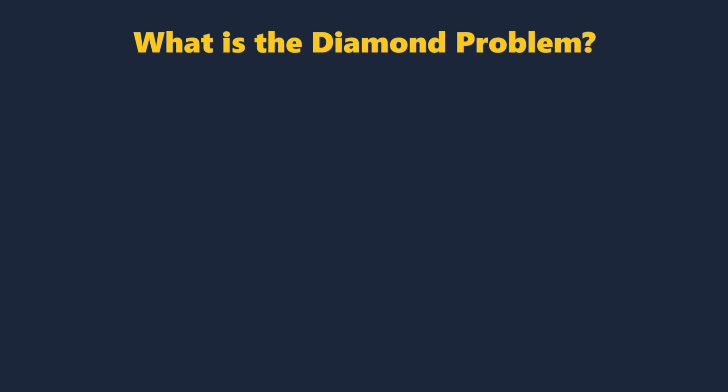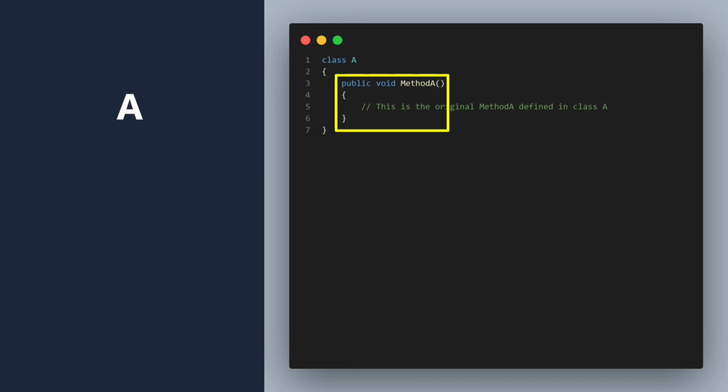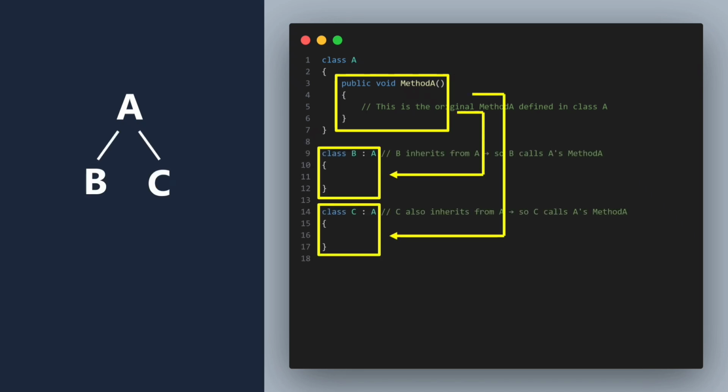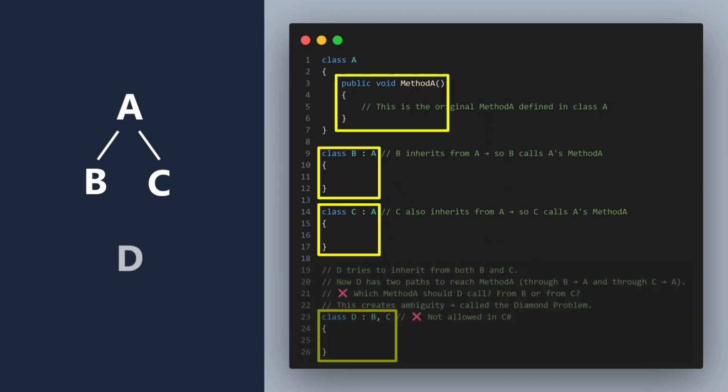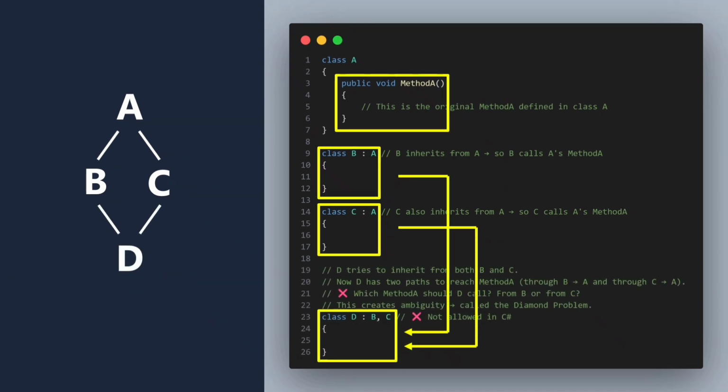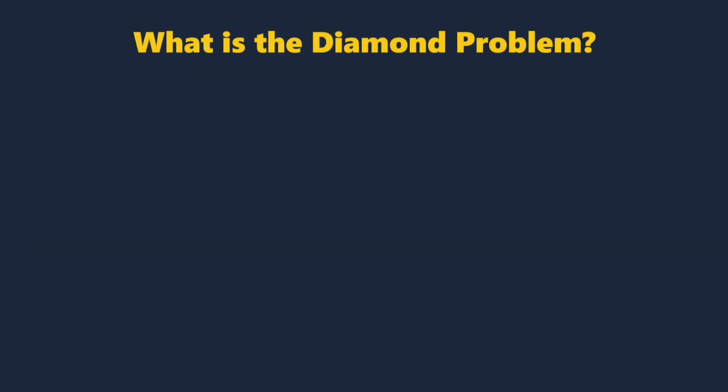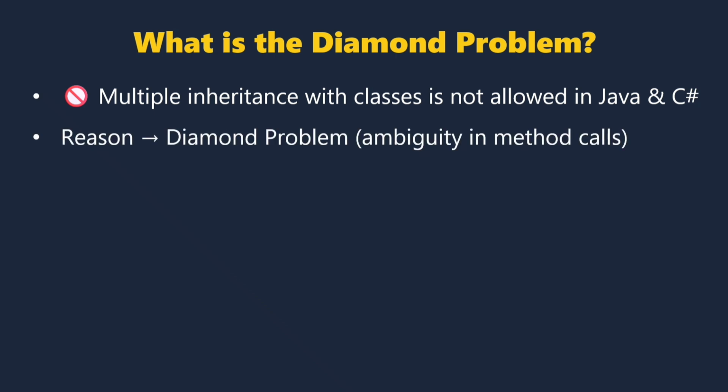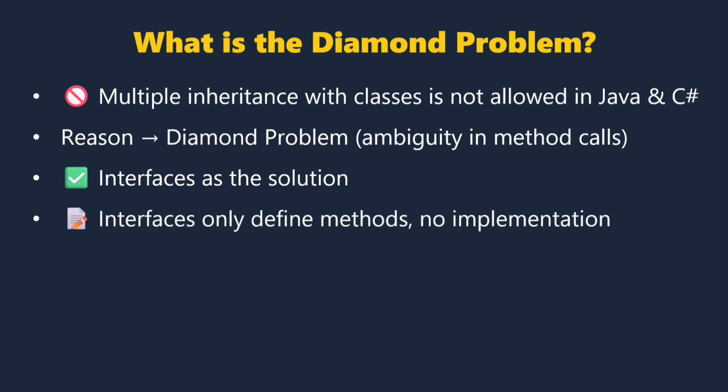Next question is, what is diamond problem? This is a famous problem in multiple inheritance. Imagine class A has a method and both class B and class C inherit from class A. Then class D inherits from both B and C. Now, if D class calls that method, which one should it use? From class B or from class C? This confusion is called the diamond problem. That is why Java and C# don't allow multiple inheritance with classes. Instead, they give us interfaces where we can clearly define and implement methods to avoid this issue.